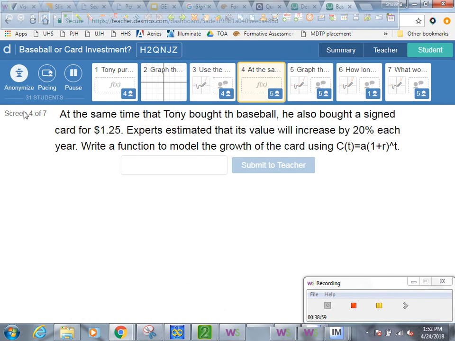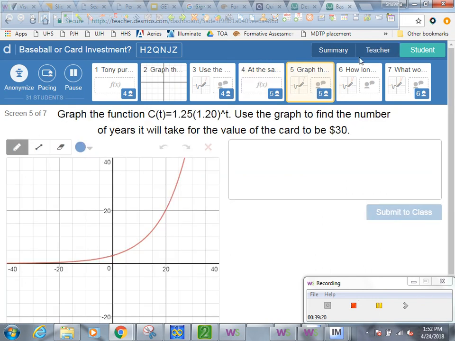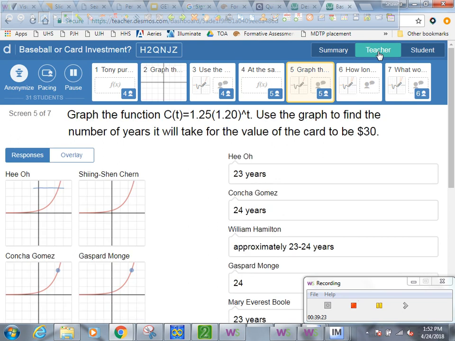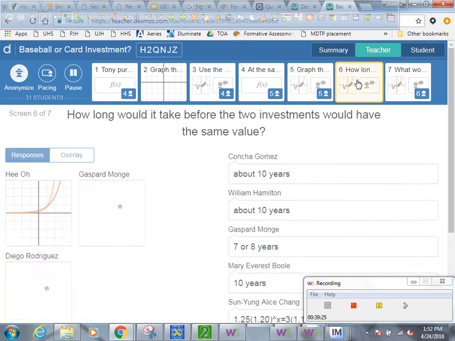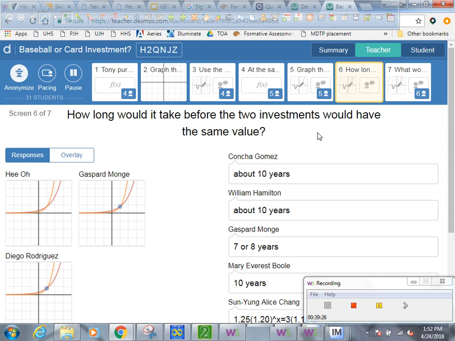Then this one says at the same time, Tony bought the baseball, it's spelled wrong. He also bought a signed card for $125. Experts estimated that the value increased by 20%. So you had to, it'll take the same amount of years? About, pretty close. Let's go through what you guys did. About 23 years.